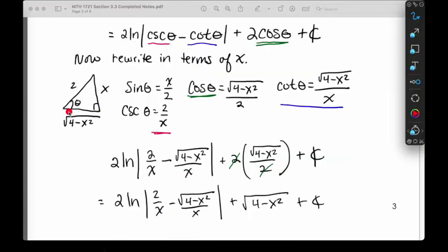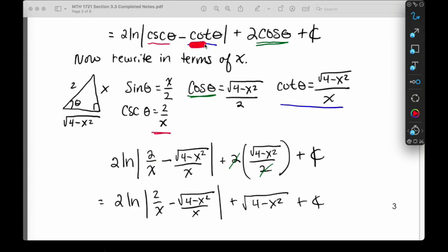So looking at our triangle, this is not my best picture, but that should be 90 degrees. But here's our picture. So I need to replace cosecant, cotangent, and cosine with expressions in terms of x. Cosecant is the reciprocal of sine, and I know sine in this case is x over 2, so when I take the reciprocal, cosecant is going to be 2 over x. So I'm going to replace this cosecant here with 2 over x.